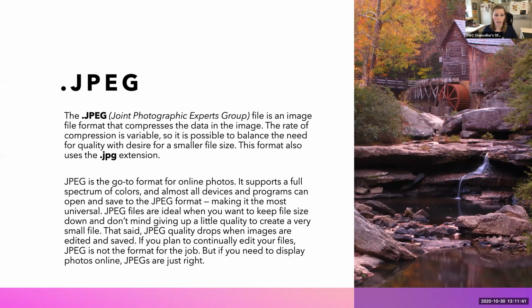So a .jpg actually stands for Joint Photographic Experts Group, which is the group that created the JPEG file format. What a JPEG does is compress the data in the photo. Depending on how much it compresses, that determines how big or small your file is. The good thing about a JPEG is that you can take a large picture and make it a small file if you only need to use it once.